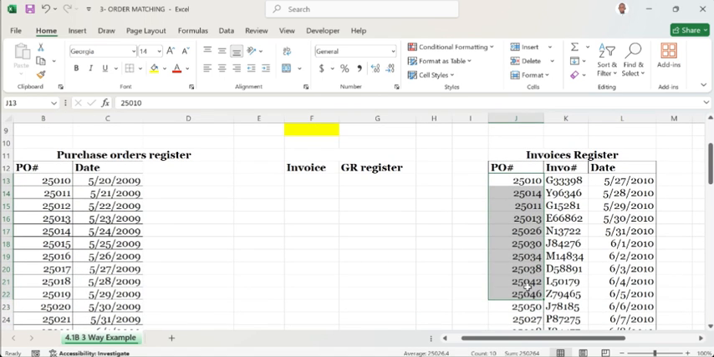Let me simplify it for you. So here we'll have the invoice. Here we'll have the GR register.